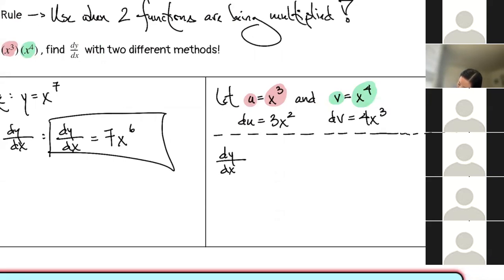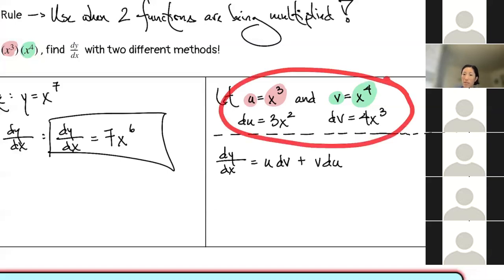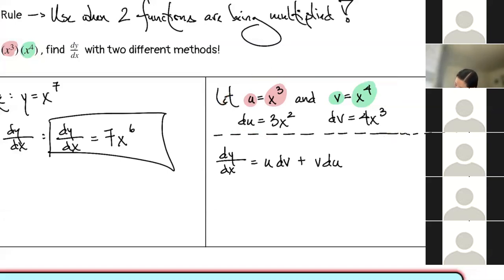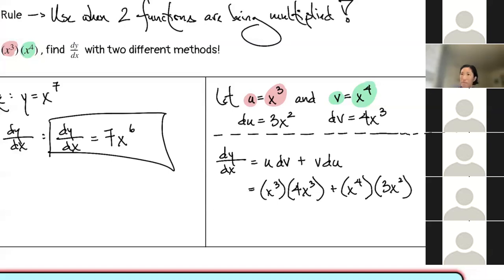y dx equals u dv plus v du. Right, u dv plus v du. And all I'm going to do is plug in all the stuff that I just set up. So x cubed times 4x cubed plus x to the 4th times 3x squared. Okay.